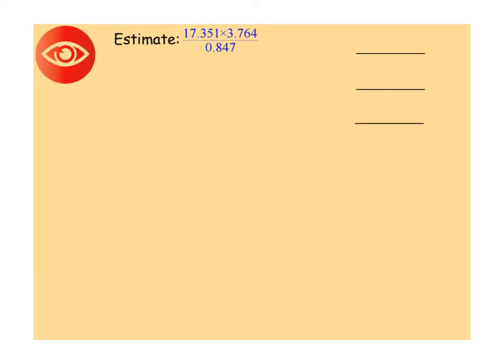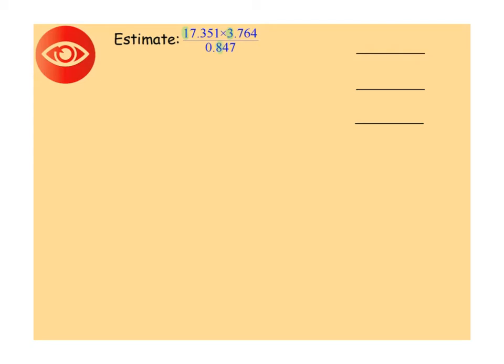I'm going to do this question, so this is an I do. First of all, I'm going to round each of the values in the question to one significant figure. So first of all, I need to establish what the first significant figure is. First significant figure on the first number is the 1 in front of the 17, so that's the 10. On the second number, it's the 3. On the third number, it's the 8.